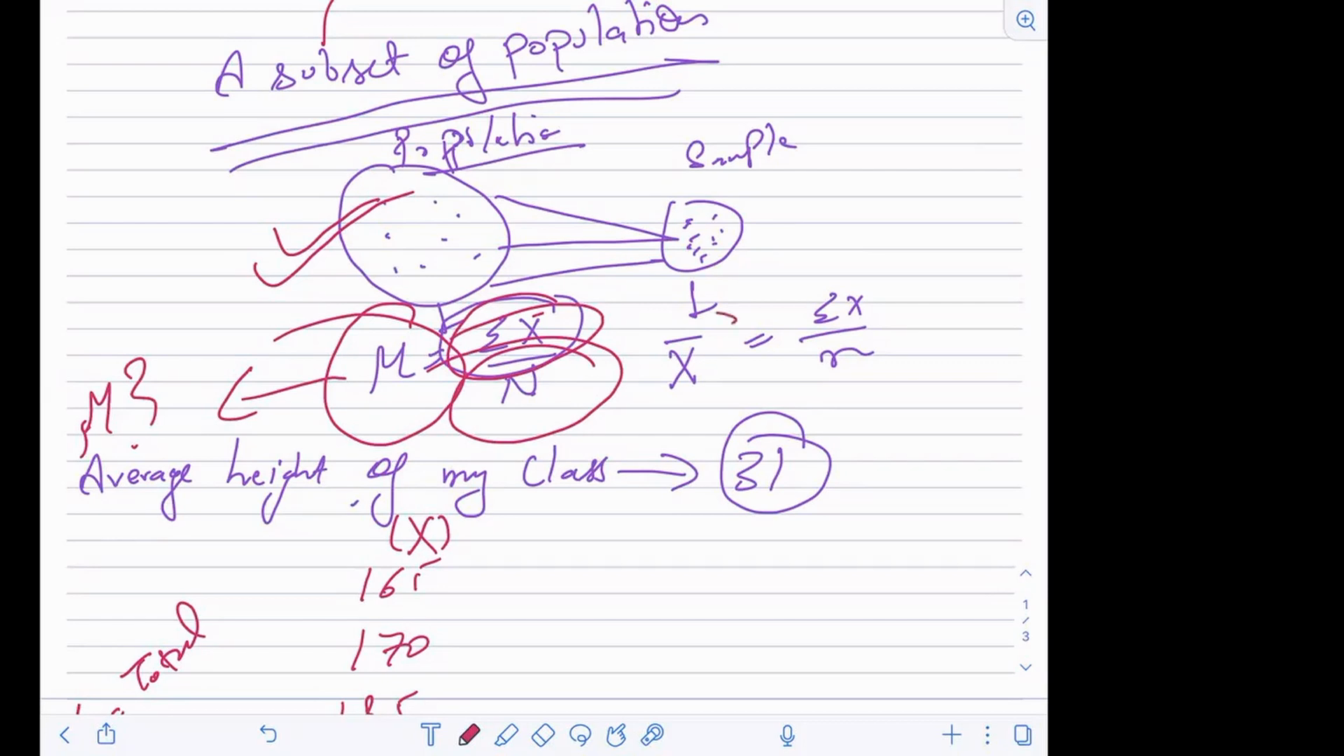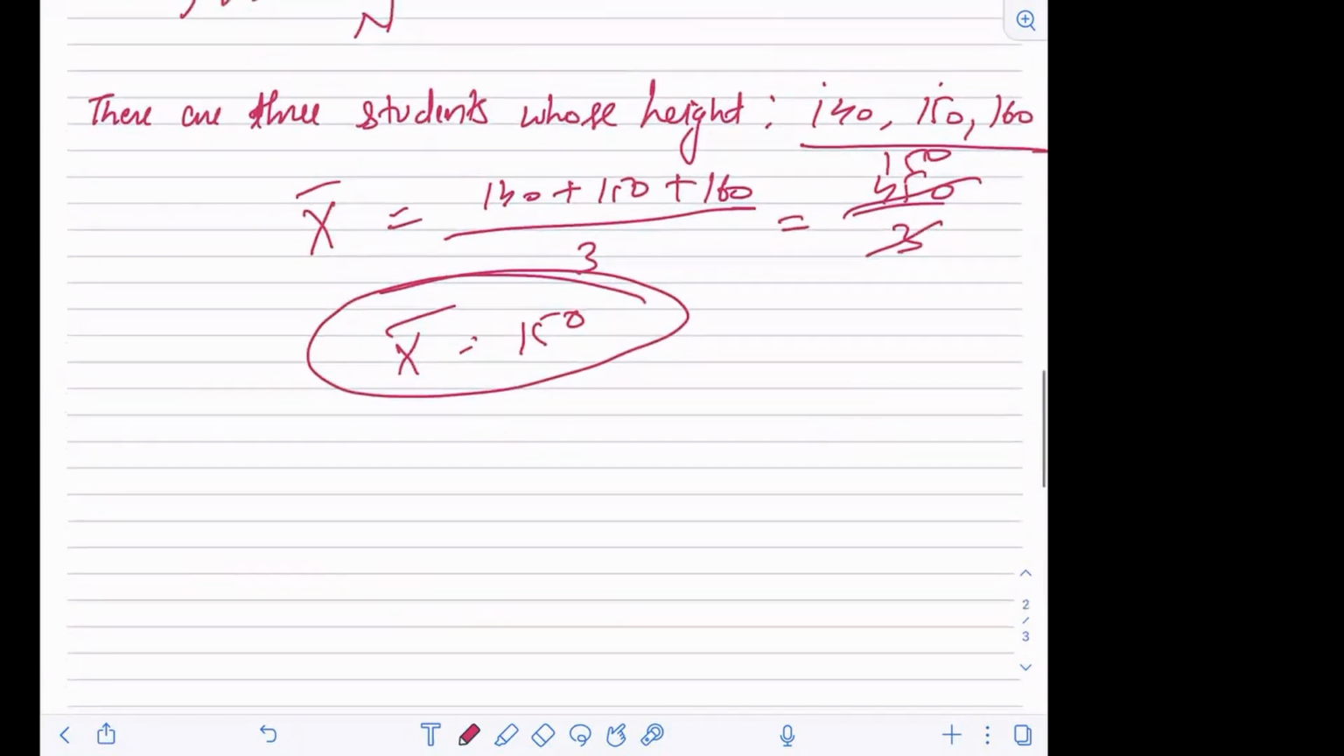But can we always find the mean? Yes, we can always find the mean, this x bar. Why? Because we are deriving information from the population. We are creating the sample. It is we who create the sample. And that's why figuring out the mean is not difficult for us. But mu is difficult, or most of the time it is unknown.